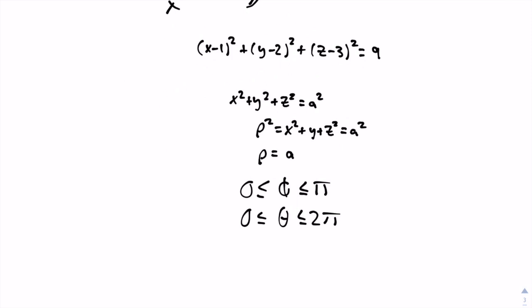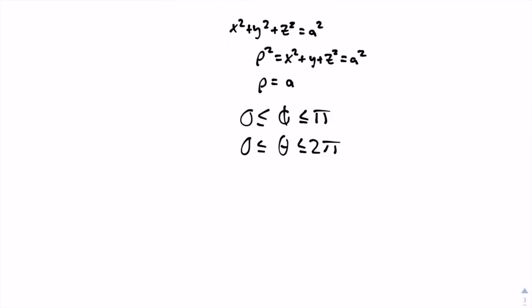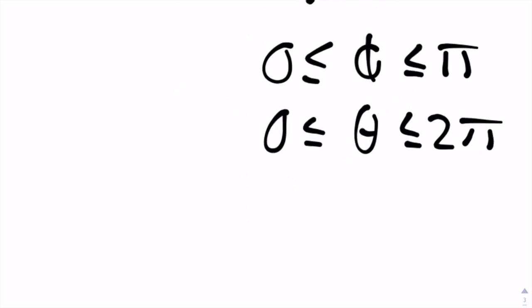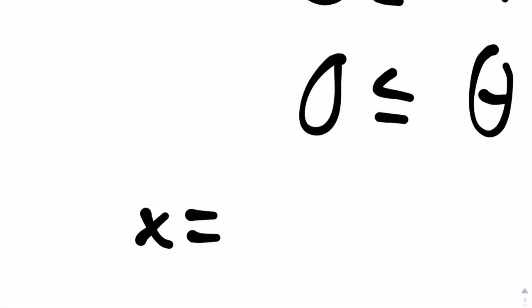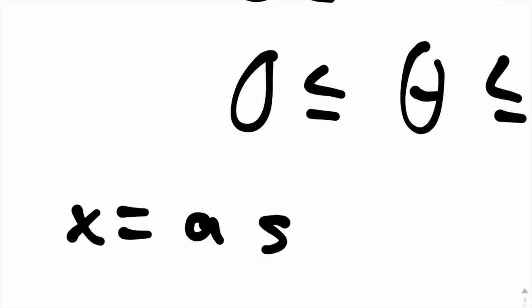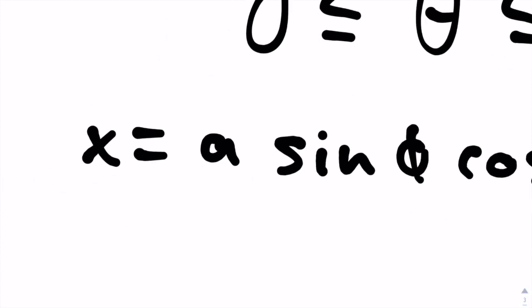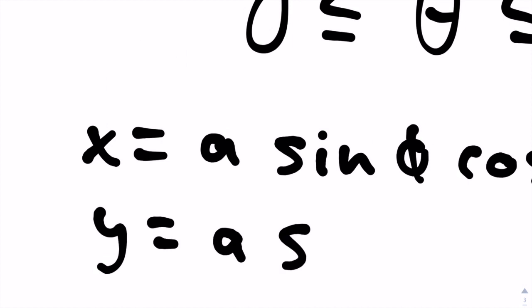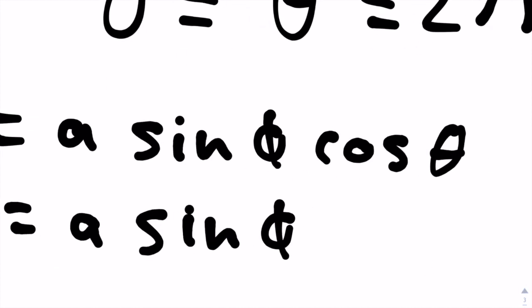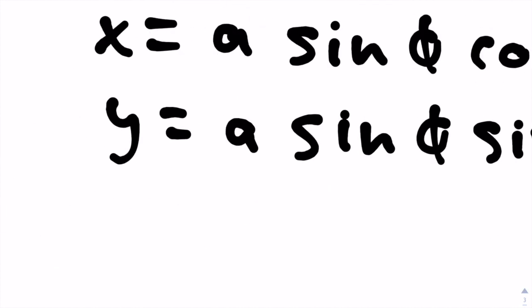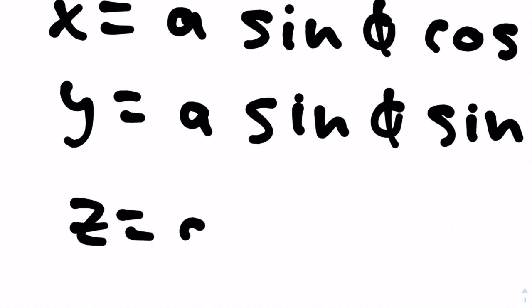So next, what do we need to do? We need to find our parametric equations for our sphere. And because we've already gone over the spherical coordinates unit, we can say that x in this case is equal to a sine phi cosine theta, y is equal to a sine phi sine theta, and z is equal to a cosine phi.